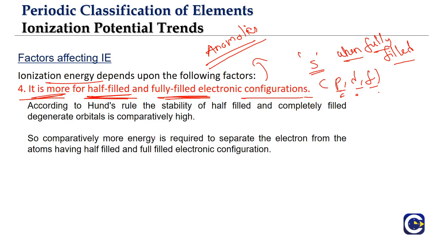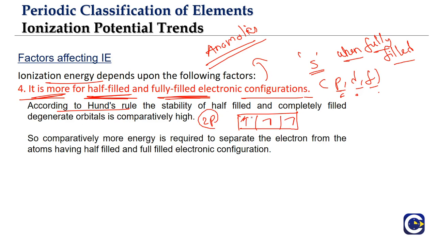See, what about this half filled and fully filled configuration? If you go by Hund's rule, what does Hund's rule state? In the atomic structure chapter we talked about it: Hund's rule of maximum multiplicity. When you're filling electrons into degenerate orbitals, how do we fill them? Let's say we are filling electrons into the p orbitals in the 2p level, 2px, 2py, 2pz. We'll fill one electron each with parallel spin, and then we'll start pairing them.